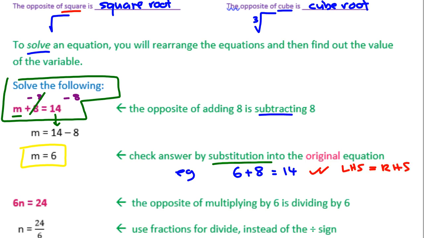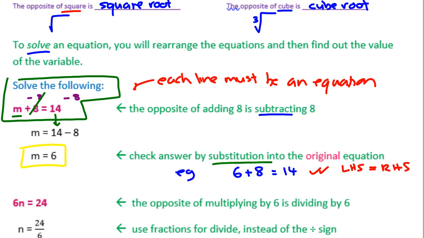So you can check your answers in tests by subbing the number back into the equation to see if the left-hand side balances with the right-hand side. Notice in each of these, very important, each line must be an equation. This is the way I like it set up. So each line should be an equation.